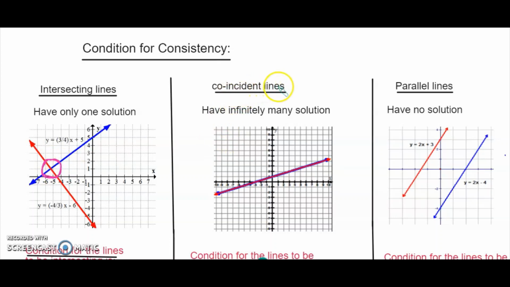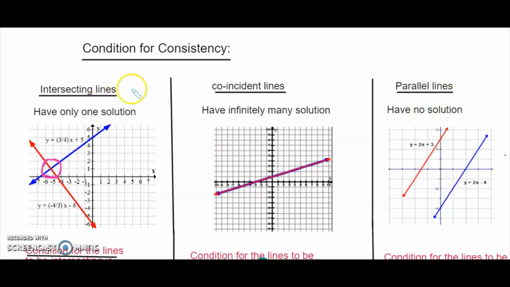If it is a coincident line, both the equations are representing the same line. And we know that on a line we can find innumerable points because a line is made of infinitely many points. So every point on the line will be a solution. Next is parallel lines. Now we know that parallel lines never meet. Therefore, the equations will have no solution.